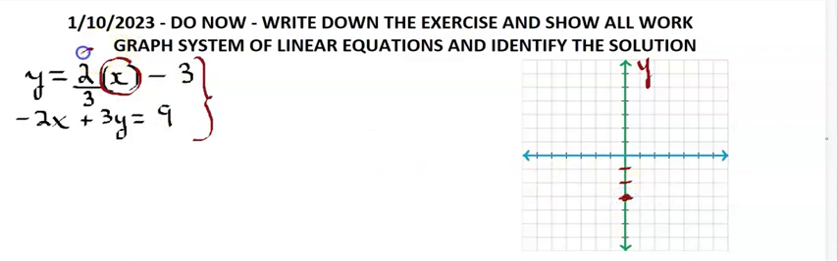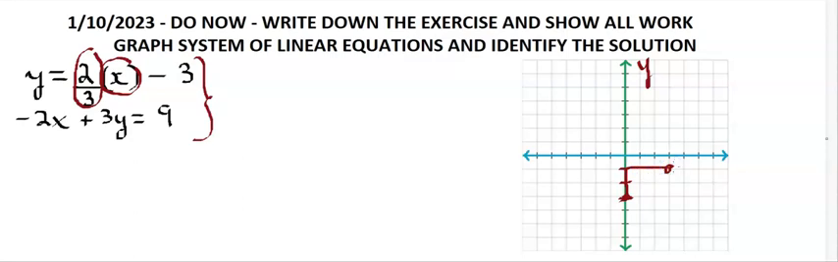Your slope is 2 over 3. That means rise over run. So from here, from the -3, I go up 2 units. Let me try that again. 1, 2, and then over 3. 1, 2, 3.